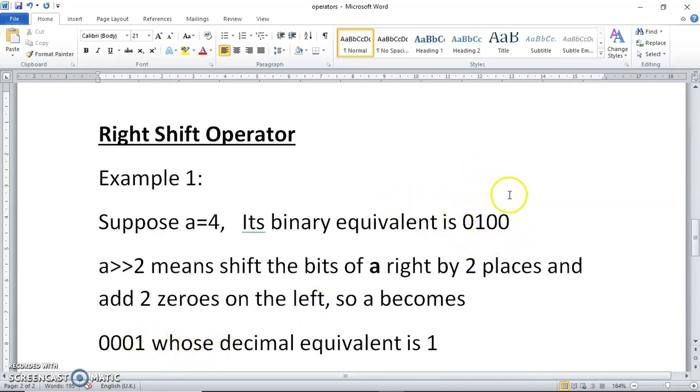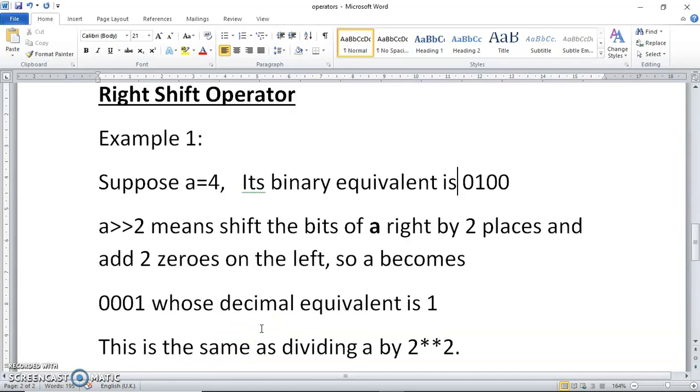Okay, when I'm right shifting it, it goes 2 bits towards the right, so these two zeros go and two zeros are added on the left, so it becomes 0001, so that is 1, and it is the same as dividing a by 2 raised to power 2. So a is 4, so when you divide it by 2 raised to power 2, the answer is 1.